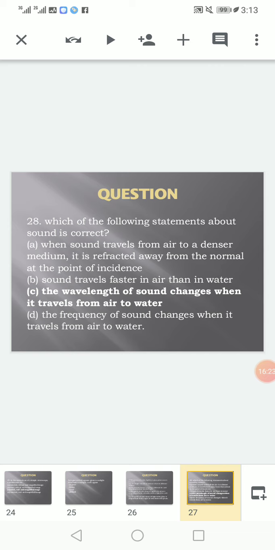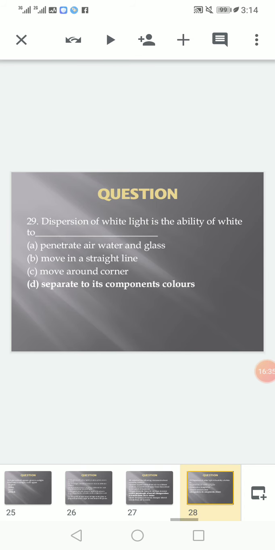It means A is correct, B is correct. No, okay, which of the following statements about sound is correct? It means A is incorrect, B is not correct, and D is not correct, but C is the correct answer.